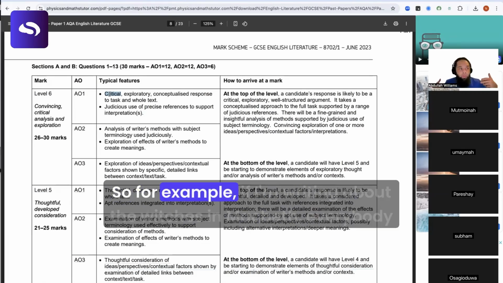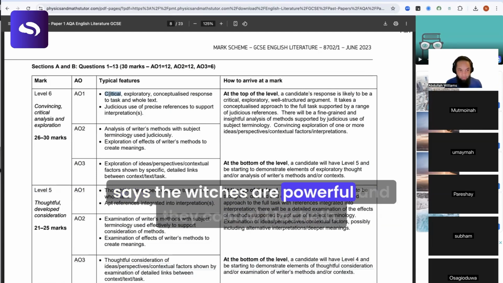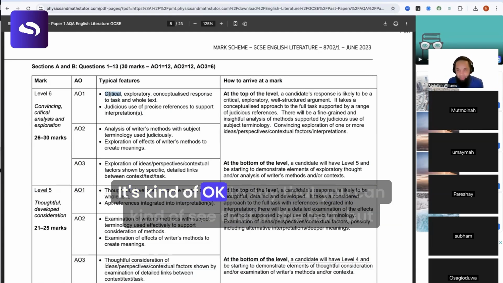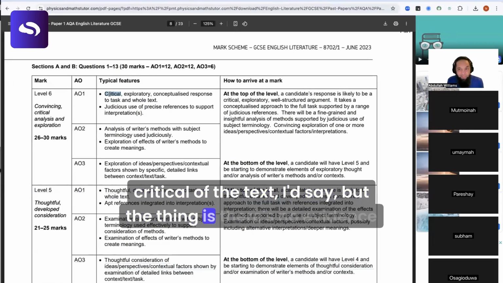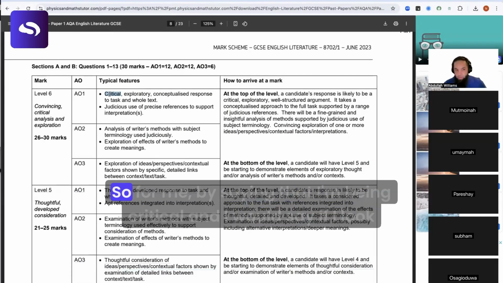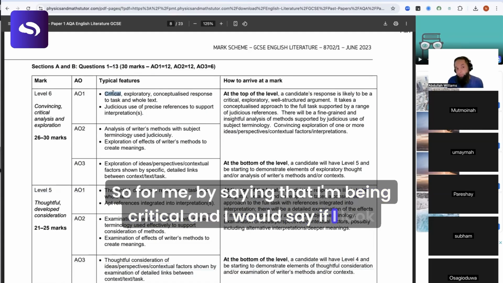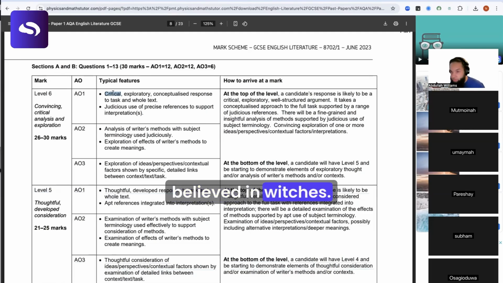For example, if I'm writing about the witches in Macbeth, everybody says the witches are powerful and they control Macbeth. It's kind of okay to say that. You can kind of see that in the text, but if you look at the text really carefully, if I was being really critical of the text, I'd say the thing is, there's no evidence that they make the predictions come true. There's no evidence of that. So for me, by saying that, I'm being critical. And I would say, if I look at the history of the text during Shakespeare's time, not everybody believed in witches.